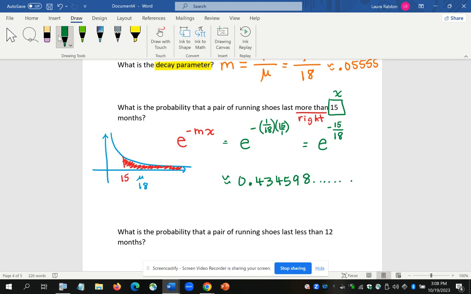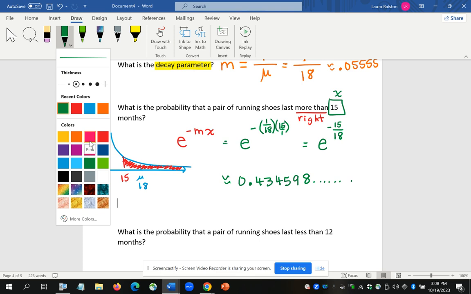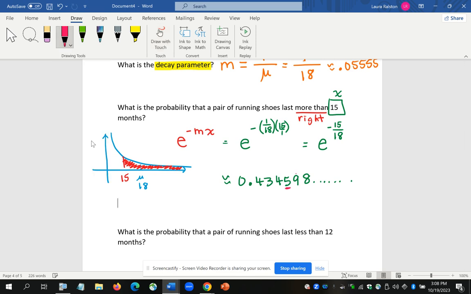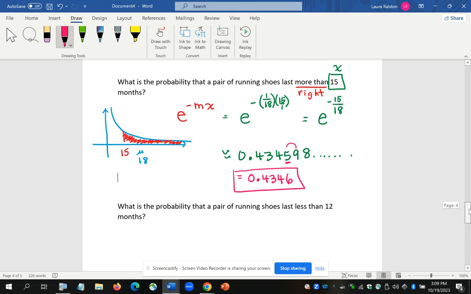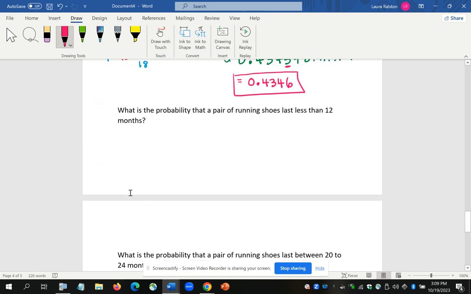Again, typically you're asked to round to 4 places. The 4th place is a 5. Next door is a 9. It'll get bumped. So we have 0.4346. It's not necessarily difficult, guys. You just got to know which formula to use, which means you have to pay attention and read carefully.